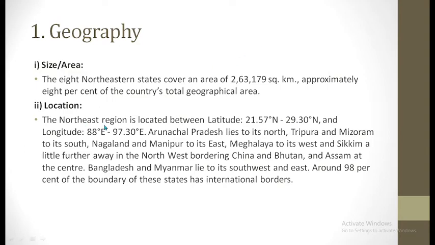Location: the northeast region is located between 21.57 degrees north to 29.30 degrees north and 88 degrees east to 97.30 degrees east.